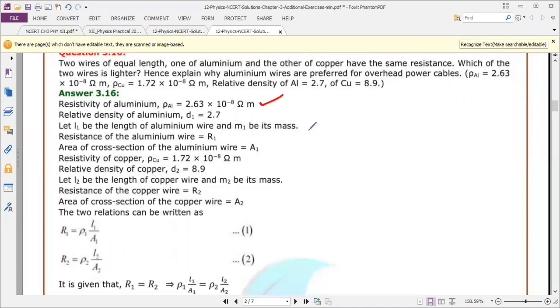Resistivity value of aluminum, relative density D1, R1, and area of the cross section A1. For the copper 1.72, relative density D2, R2 and A2. In this question, see here, it is the same resistance. R1 value and R2 value both are equal.